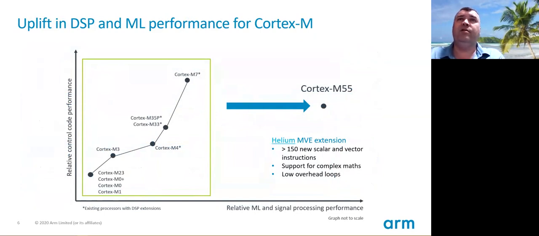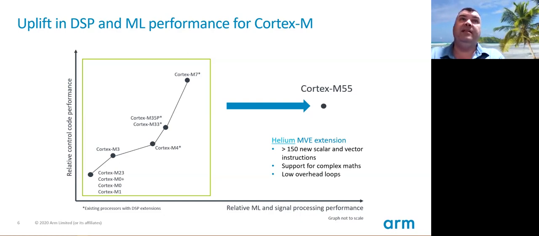This was launched earlier this year, and it's the first CPU that adds support for our Helium instruction set. Helium is the Cortex-M vector extensions, and this adds a whole set of new instructions for vector mathematics, so single instruction, multiple data type operations, to the Cortex-M family for the first time.